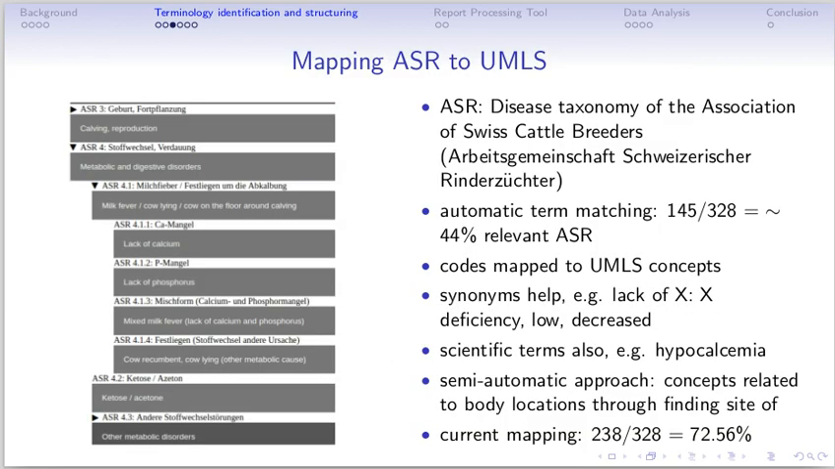In the second project, we additionally considered another terminological resource, a taxonomy of disease and symptoms maintained by the Association of Swiss Cattle Breeders. I will refer to this resource as the ASR taxonomy in this presentation. The ASR taxonomy provides a numeric code for each concept that it contains. This is in principle similar to the concept unique identifier of the UMLS, and you can see it indicated by a sequence of 3 or 4 numbers, which refer to the position of the concept in the hierarchy.